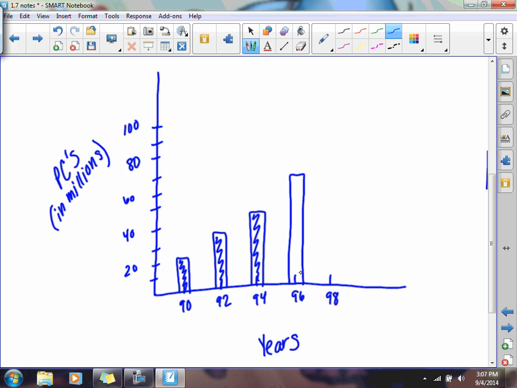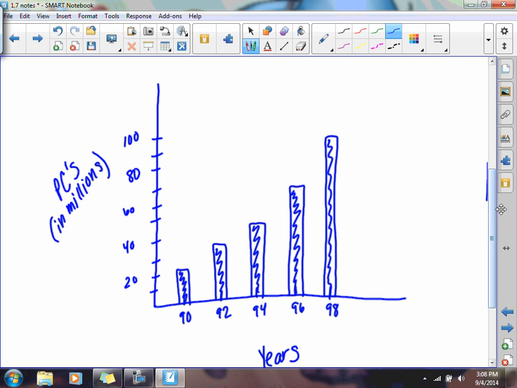Now, 1996, there were 70.8. So if that mark is 70, I just want to be slightly above it or close to it. And then in 1998, there were 98.4. So I'm going to go almost all the way up to 100. There we go. So we have all our bars drawn. We have our axes labeled.